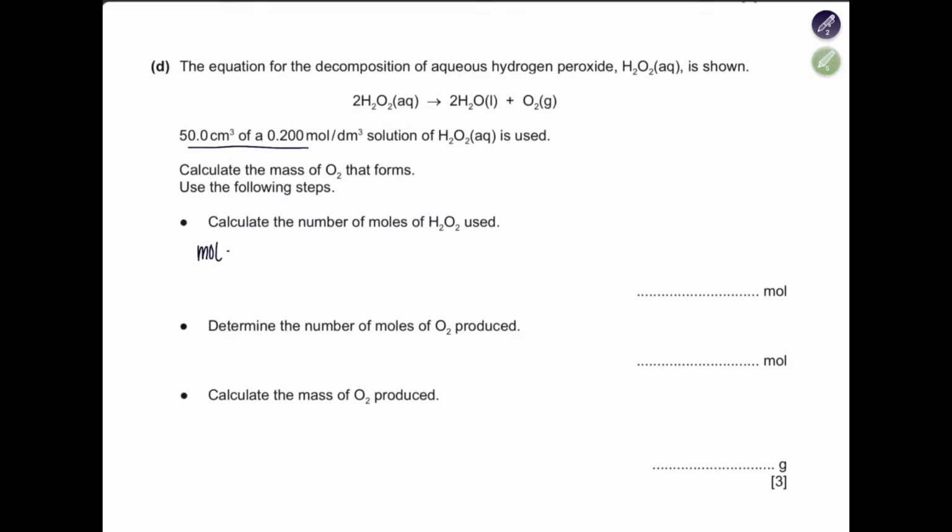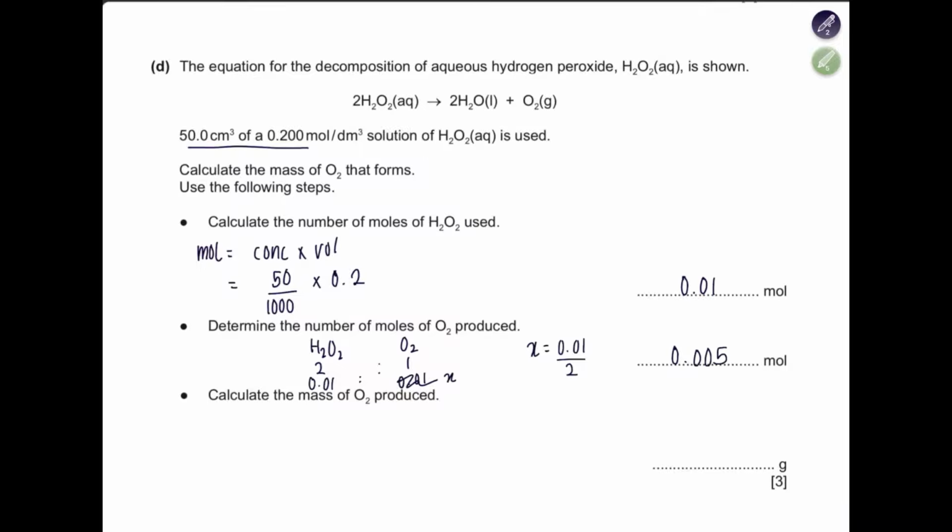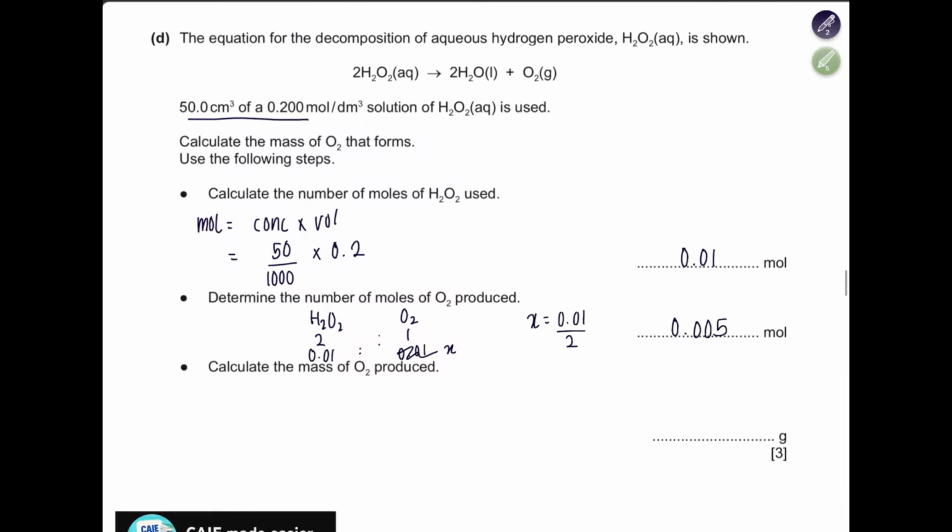Moles equals concentration multiplied by volume. 50 divided by 1000 multiplied by 0.2. This is 0.01 moles. Calculate the moles of oxygen produced. The ratio is 2 to 1, 0.01, and this is x. So x is going to be 0.01 divided by 2. We get 0.005.